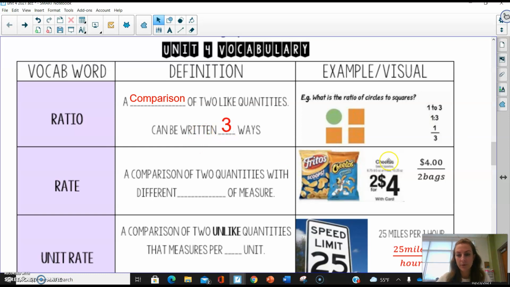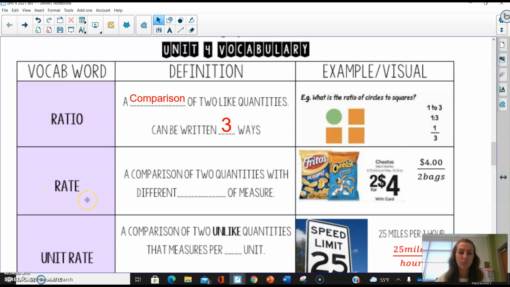So looking at our example here, we have, what's the ratio of circles to squares? These are like quantities because they're both shapes. So we have one circle to three squares. We can write this in word form with TO. We can write it in colon form with the two dots, or we could write it in fraction form.